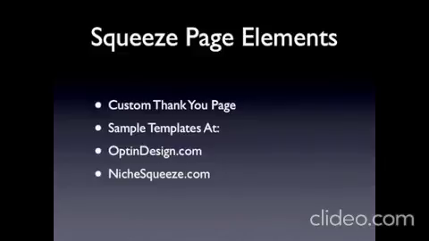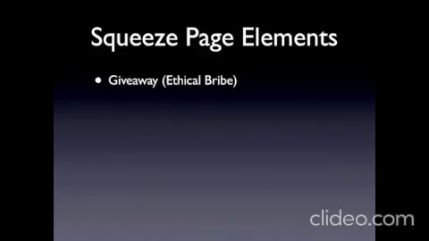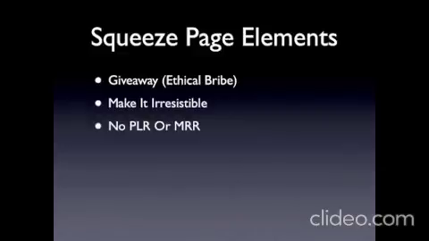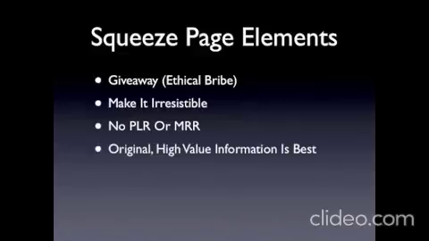One thing you need to focus on more than anything else is the actual giveaway, the ethical bribe that you're offering your subscribers. You'll need it to be absolutely irresistible and unique to your website. This isn't the time to use PLR or MRR products. You want to showcase the fact that you are offering original, high-value information for free. Consider writing a report yourself or hire it out to an affordable writer, but make sure that you are featuring your own exclusive content if you want to maximize signups and grow that list.